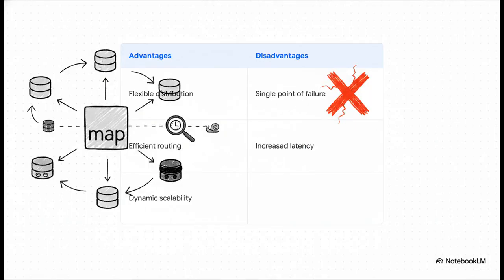The huge win here is flexibility. You can move data between shards anytime you want, just by updating the map, and your application code doesn't have to change at all. But there are two really big downsides.